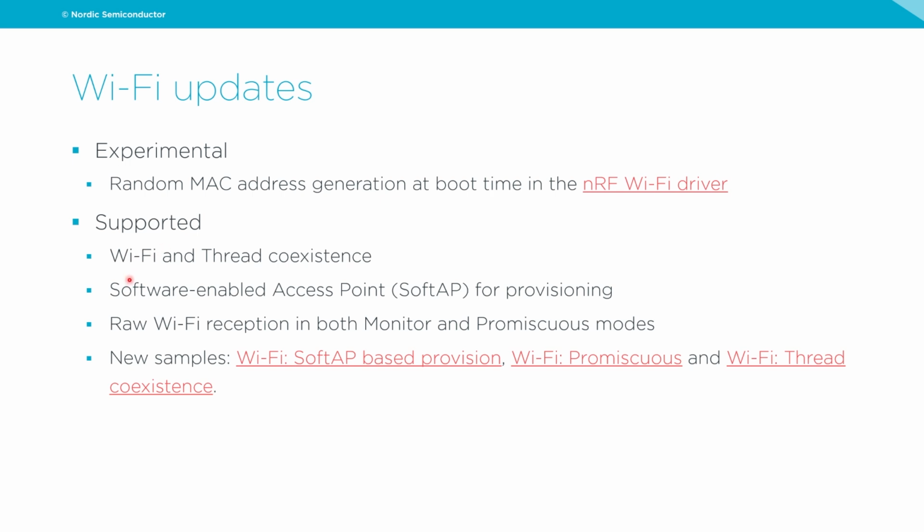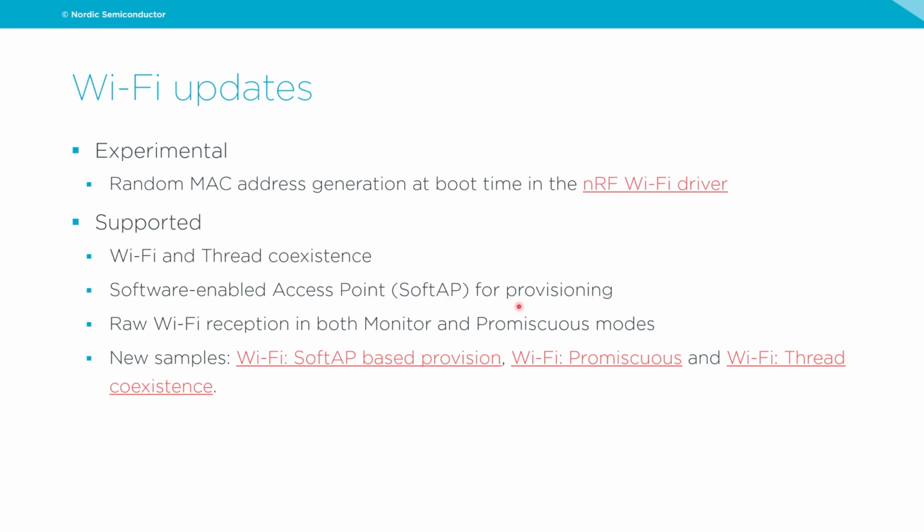So the first one is Wi-Fi and Thread coexistence, which is a mechanism to share the 2.4 gigahertz spectrum between Wi-Fi and another protocol. This was already available in the SDK for Bluetooth LE. So you had Wi-Fi and Bluetooth LE coexistence, and now that same mechanism is supported for Thread. Then we have software-enabled access points, commonly referred to as SoftAP, but for provisioning use case.